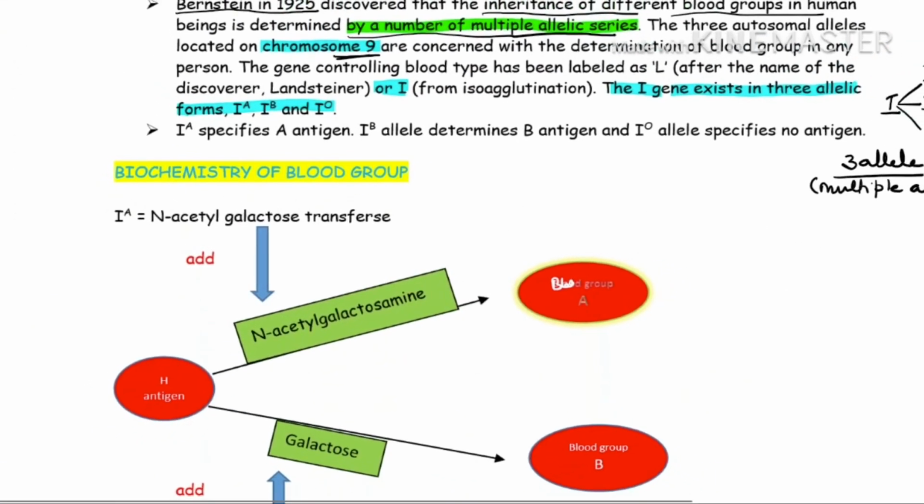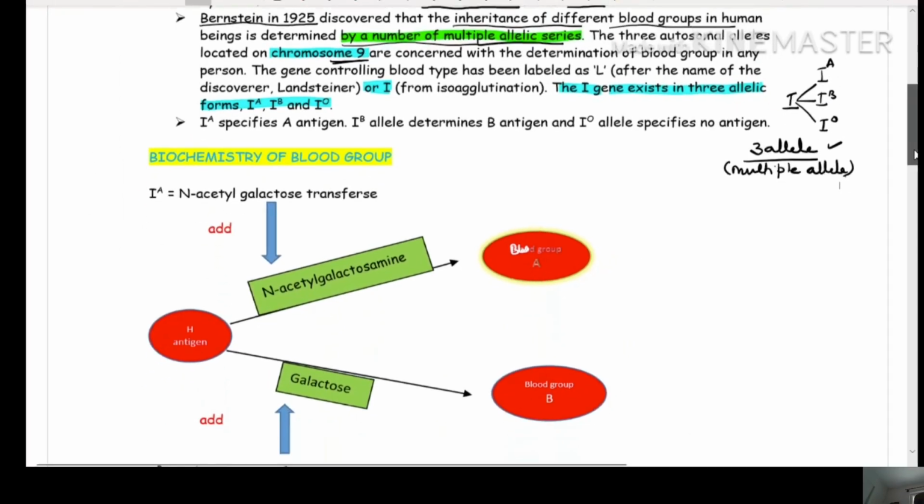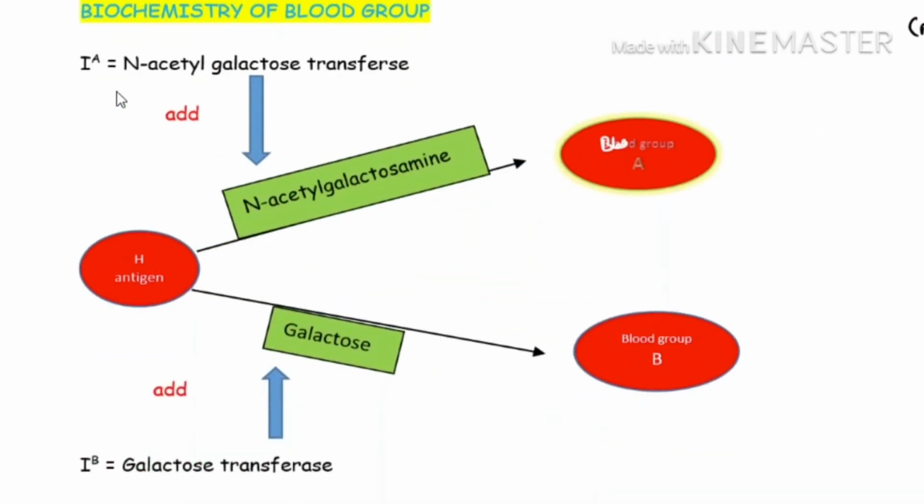Now see, what is the biochemistry of the blood group? See the genes. This is a gene IA. This gene will produce the enzyme N-acetyl galactosamine transferase, and this enzyme will add N-acetyl galactosamine to H antigen to make the blood group A.